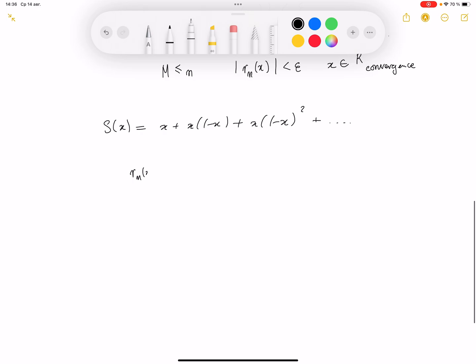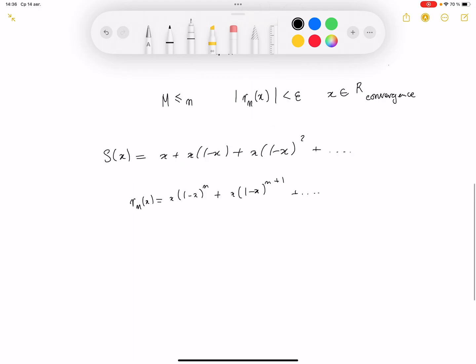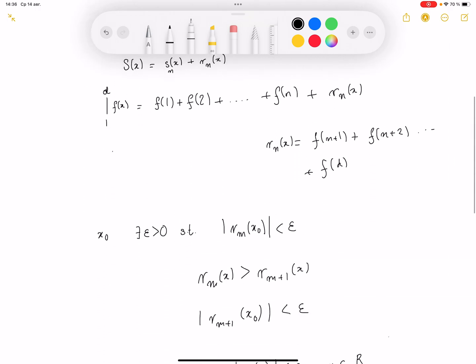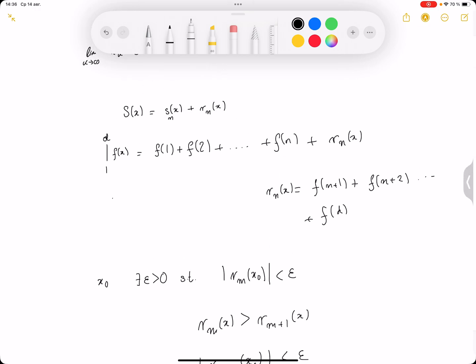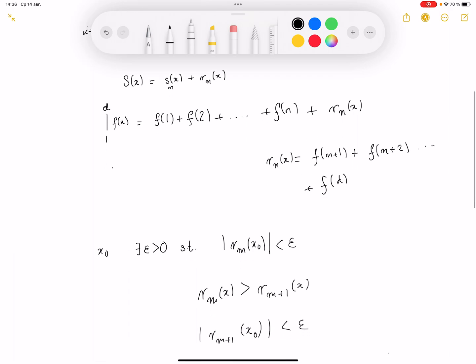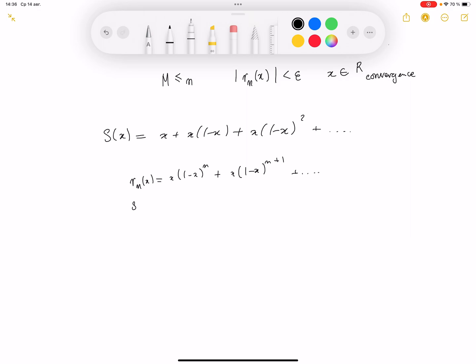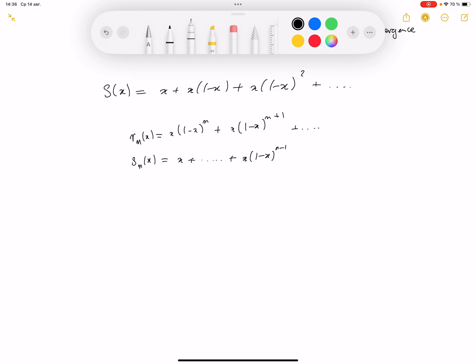So let's note Rn of x as x(1 minus x) to the nth plus x(1 minus x) to the n plus 1, and so on and so forth. Here, by the way, this is not to be confused with the previous definition we gave for the remainder part, since previously we said that Rn of x starts from f of n plus 1. But we might as well start it at n and just determine the partial sum s of n of x to go up to x(1 minus x) to the n minus 1. It doesn't really affect the notion of a partial sum or the remainder. It basically has no effect.